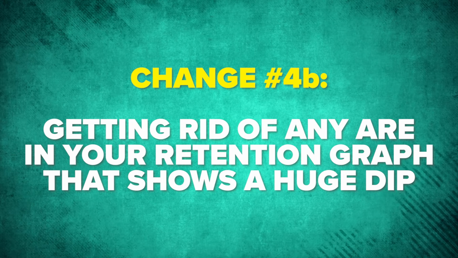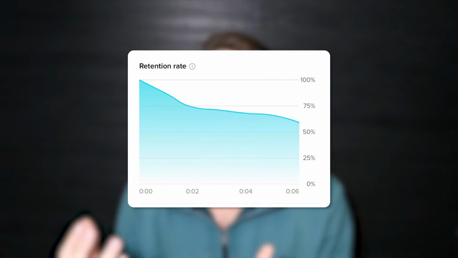And then the second thing you need to be focused on is getting rid of any area in your retention graph where there is a huge dip. You want your retention graph to be as flat as humanly possible. If you find a good topic, you can literally create several different videos on that same exact topic and just retry every time to try to get that retention graph good. And this is how you're actually going to blow up on TikTok.